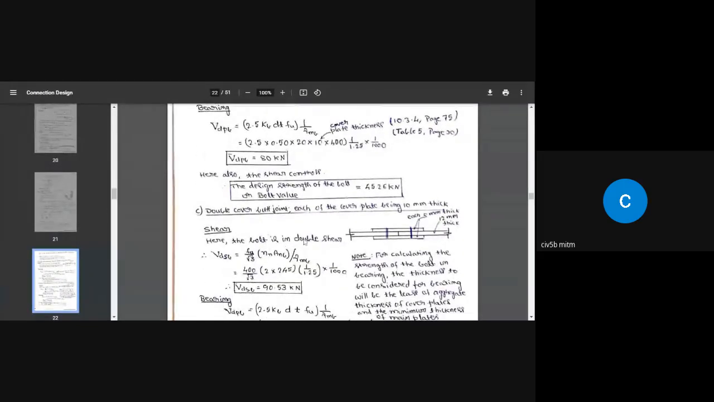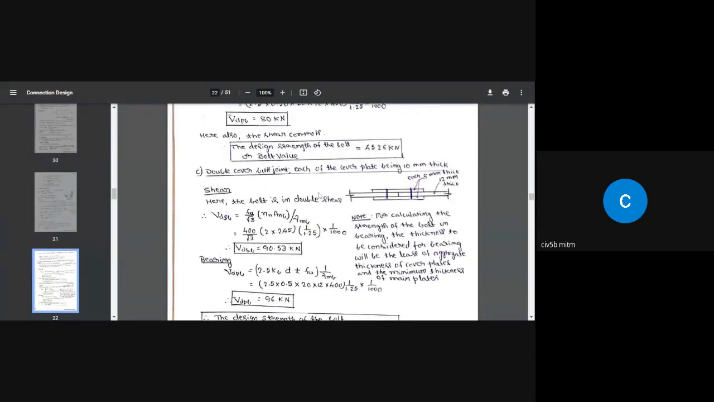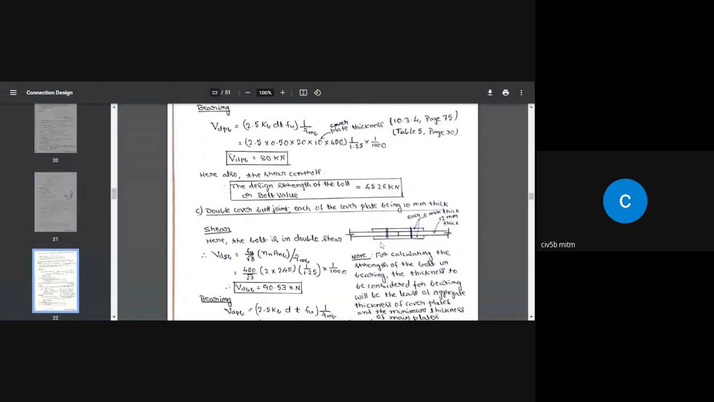Next, third case is double cover butt joint, each of the cover plates being 10 mm thick. So here again, these two are the main plates, and these two are the cover plates. What is the thickness of each plate? It is 10 mm. So the earlier case was single cover, and this case is double cover butt joint.